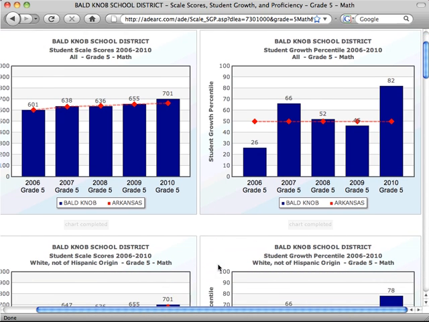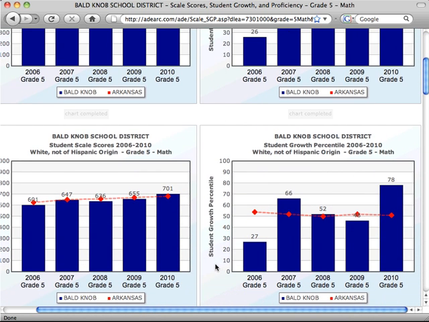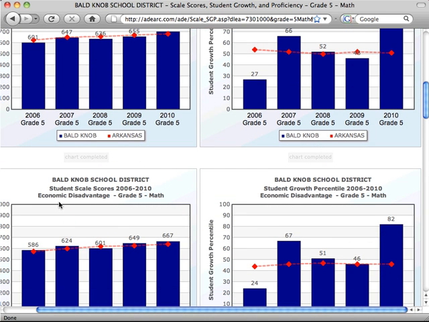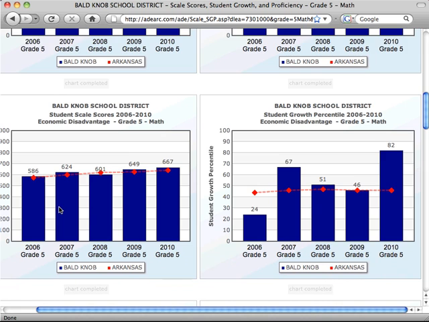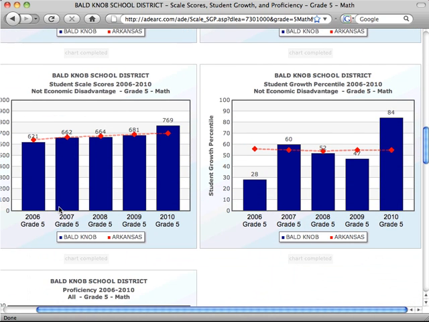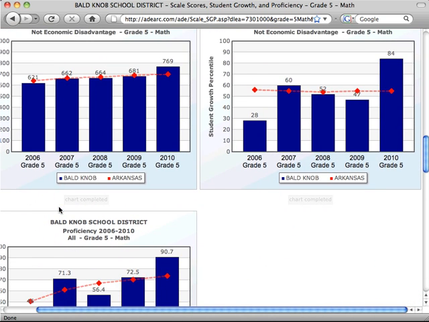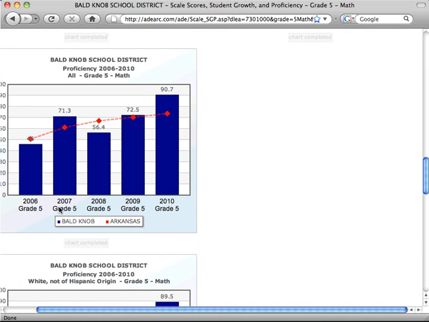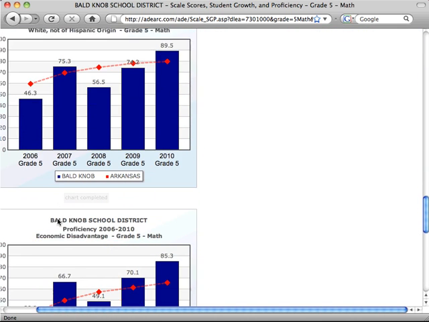As you scroll down the page, you will see the same charts broken down for different subpopulations based on ethnicity and socioeconomic status, followed by charts that show the percentage of proficient students, first for all students, and next broken down by ethnicity and socioeconomic status.